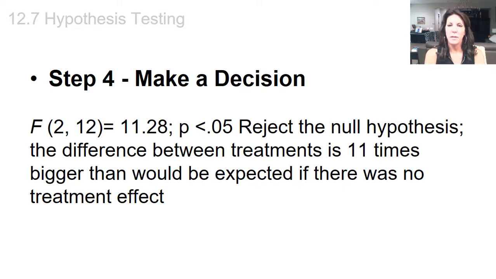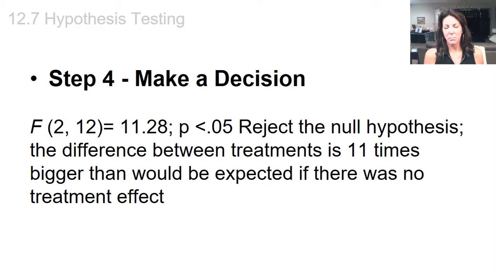So the way that we would say this in our words is the difference between treatments is 11 times bigger than would be expected as if there was no treatment effect. Remember, if there's no treatment effect, the F would be 1. But we could say that, in fact, there's 11 times a larger difference. The difference between treatments is 11 times larger than would be expected as if the null hypothesis were true.